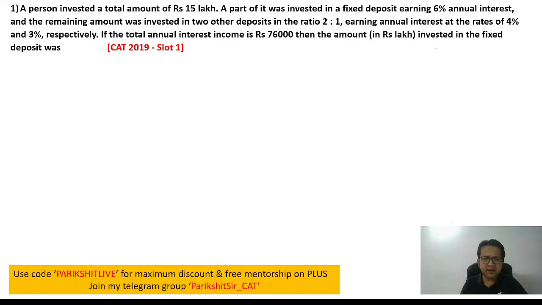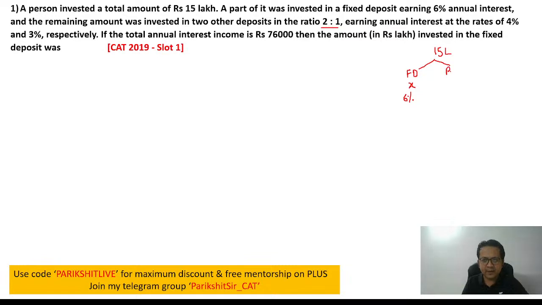So the moment I read it, I'm going to write it down. The total amount was 15 lakhs. Part of it is invested in FDs. How much of it? I don't know how much of 15 lakhs. Let's say X. Out of 15, X is invested in fixed deposits. What is the rate of interest? 6% SI. And the remaining amount was invested in two deposits in the ratio of 2:1.